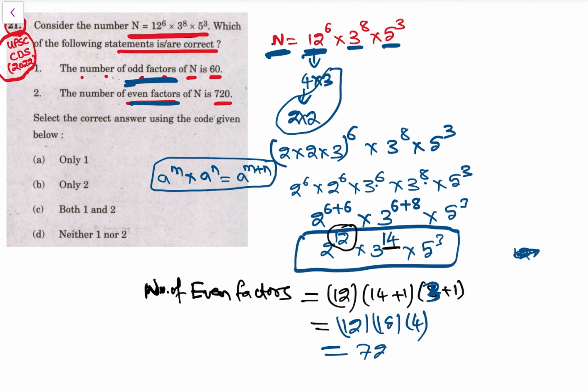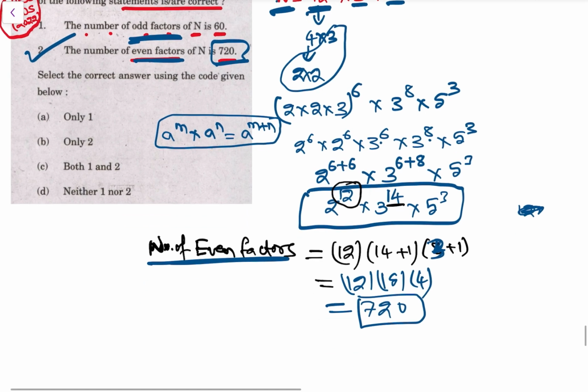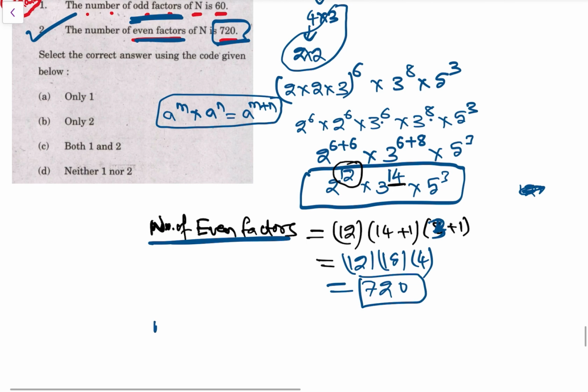So that is 720. So the number of even factors is 720. That is given, so this is correct. Now the number of odd factors.